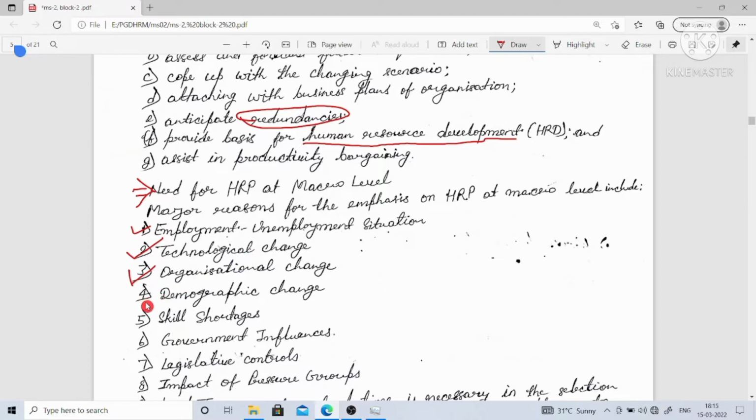Demographic change. The number of people in different localities also changes, so that will also affect the availability of a sufficient number of employees or workers.